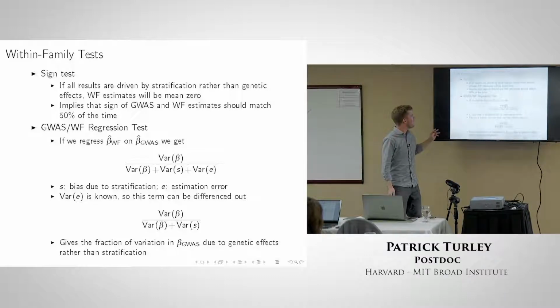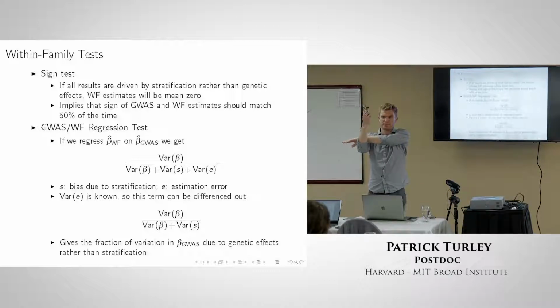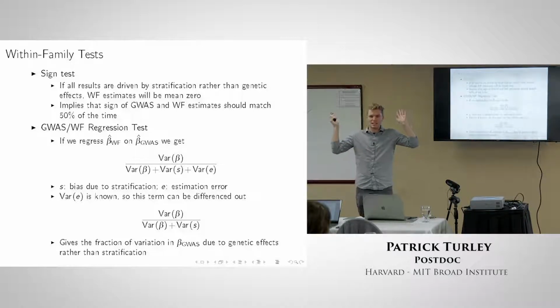Oh, we're good. Okay. So something that we could also do is a regression test. Let's say that we took our within family betas and we regressed them onto our GWAS betas. Okay, so remembering it's a simple regression.